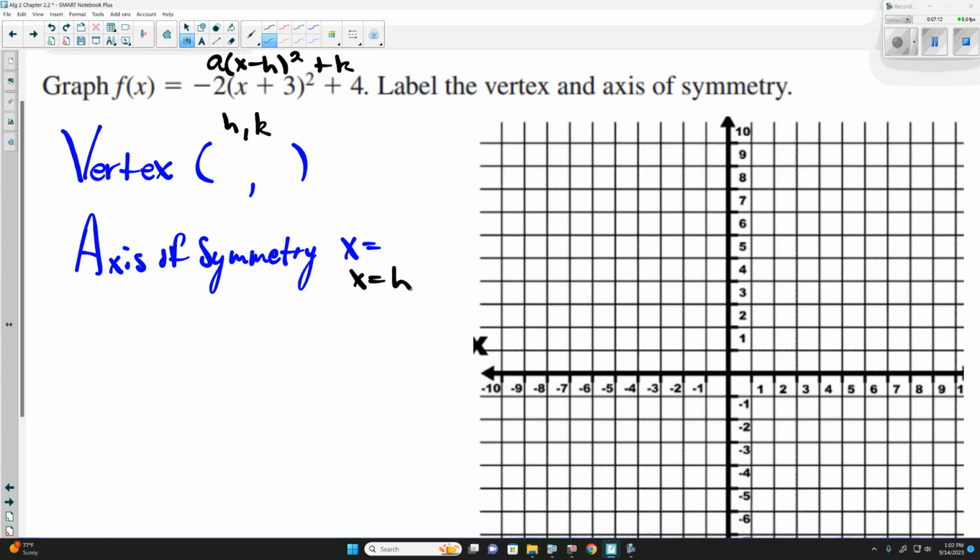Now, looking at the equation, what is the value of k? 4. Because plus 4, so the value of k is 4. What's the value of h? Negative 3. So the vertex is the point negative 3, 4. Questions on this here? Now, what's the axis of symmetry going to be? Well, x is equal to h. We said h was what? So the axis of symmetry is x is equal to negative 3. Questions on this so far?